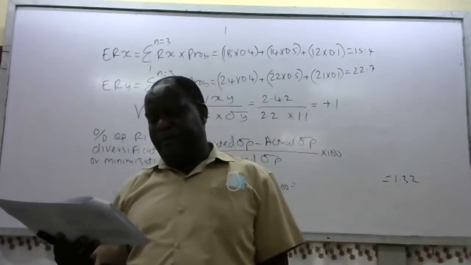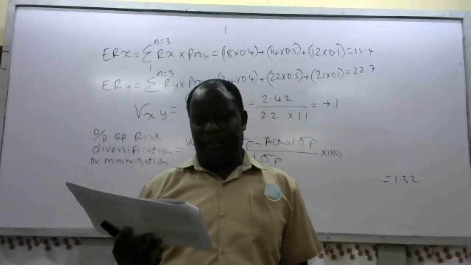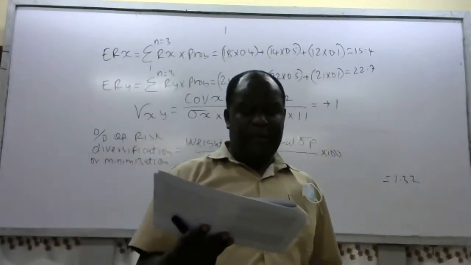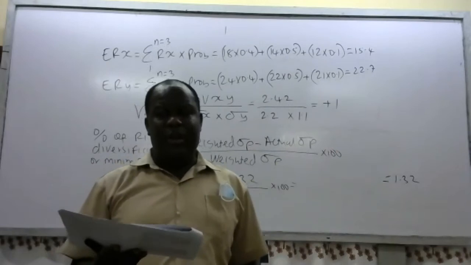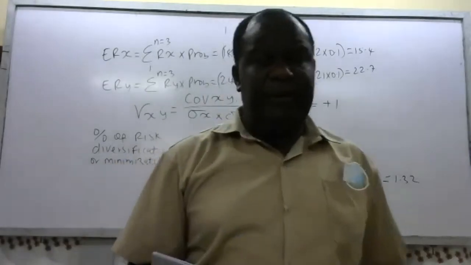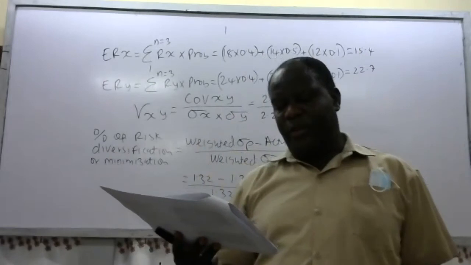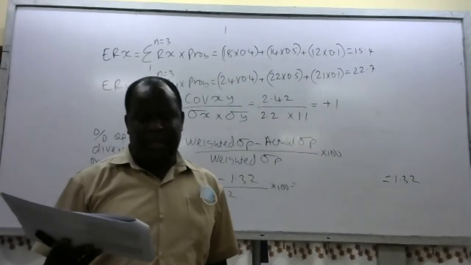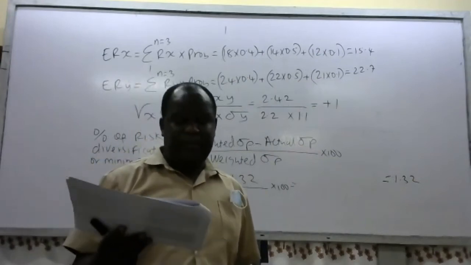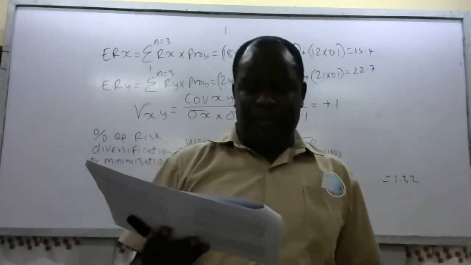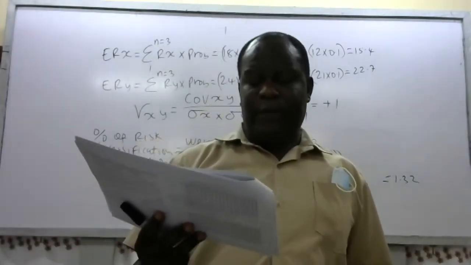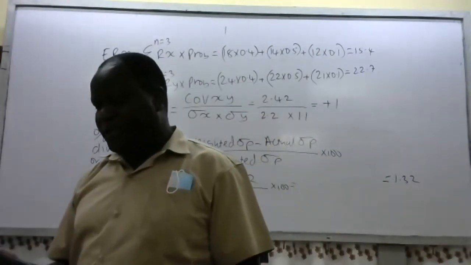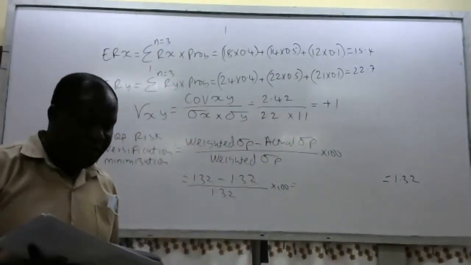Expected return for M is 18, for N is 16. Standard deviation is 8 and also 6. Beta coefficient was given, and also amount of money invested was also given. So required, Roman letter 1, the expected portfolio return. Roman letter 2, explain the effect on the portfolio risk if the returns of the stock M and N were perfectly positively correlated. Include suitable calculation.